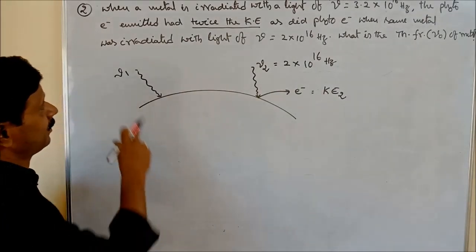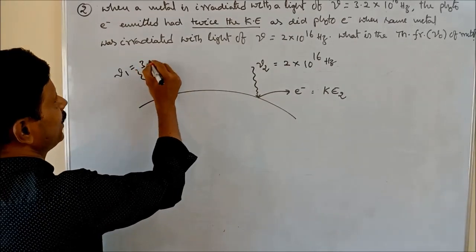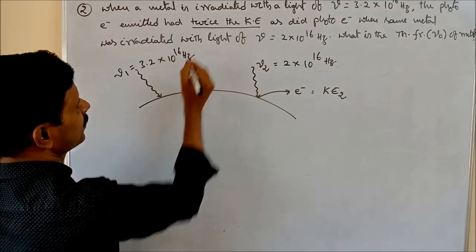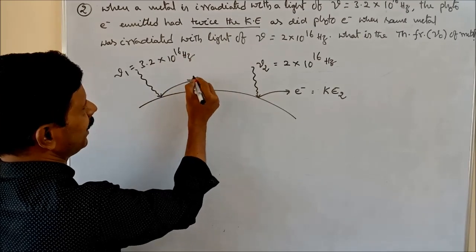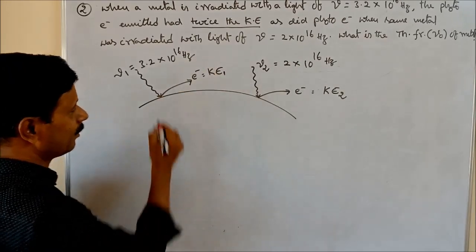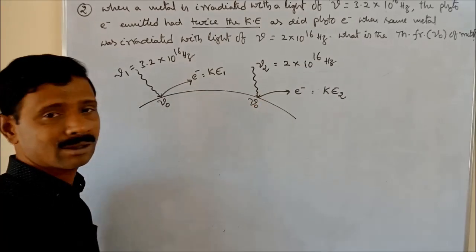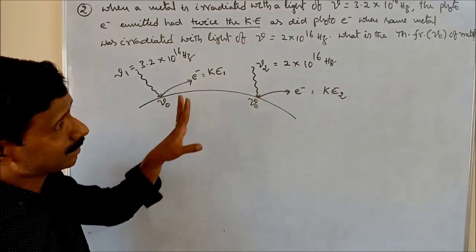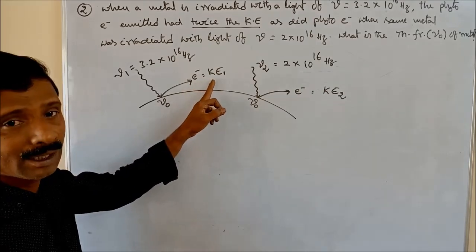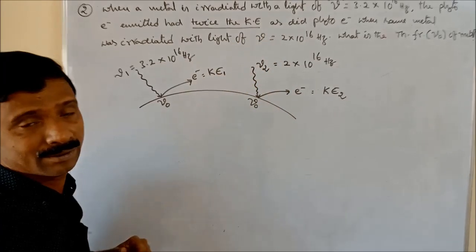Now onto the metal surface we are using another light whose frequency is nu1, that is 3.2 into 10 power 16 hertz, and here we are getting an electron whose kinetic energy is Ke1. But of course here, since the metal is the same, nu0 remains constant. Now if you understand the question, the kinetic energy Ke1 is twice that of Ke2. That is the meaning of that question.